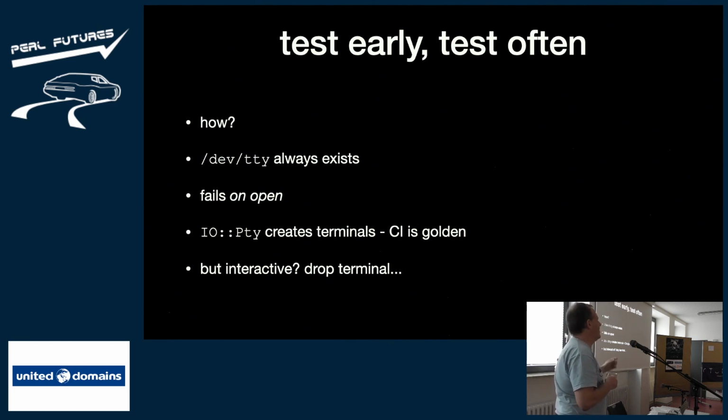Now the other way around turns out to be easy. There's a module called IO::Pty that creates terminals. So my continuous integration system is golden. On the CI system, I use that to create a pseudo terminal, and I can test the code that opens the terminal with the pseudo terminal, and I can test that it doesn't open without the pseudo terminal. But if I'm running on a machine there, I'm interactive. I want to drop the terminal. How do I do that?